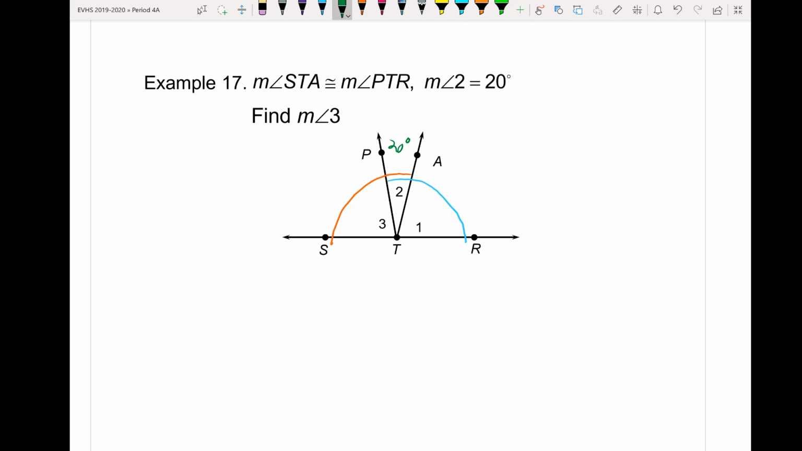Now, does it make sense that, let me go switch to orange here to color code it, that the measure of angle STP, which is this, oh, I'm sorry, let me reset this. The measure of angle 3 plus 20 degrees. Okay, what did I just do there? Measure of angle 3 is this angle plus 20. What did I build there? That equals the measure of angle STA.